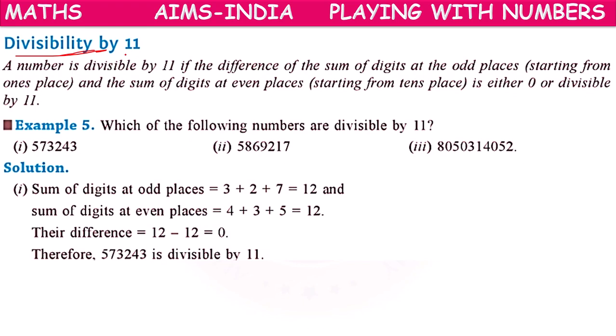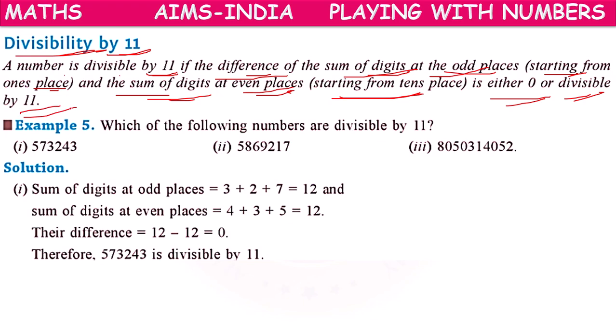Next, divisibility by 11. A number is divisible by 11 if the difference of the sum of digits at the odd places, starting from the ones place, and the sum of digits at the even places, starting from the tens place, is either 0 or divisible by 11.